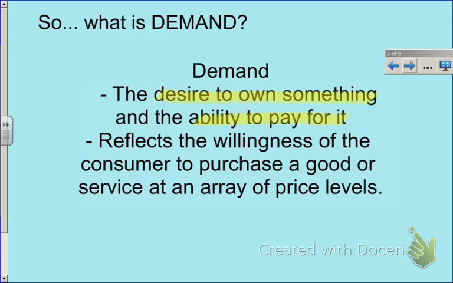Now, to me, when I think about demand in terms of economics, I think about the fact that demand is going to reflect the willingness of the consumer to purchase something, but that we're also looking at this at an array of price levels. And we're going to take this concept here and actually model it using a scenario.